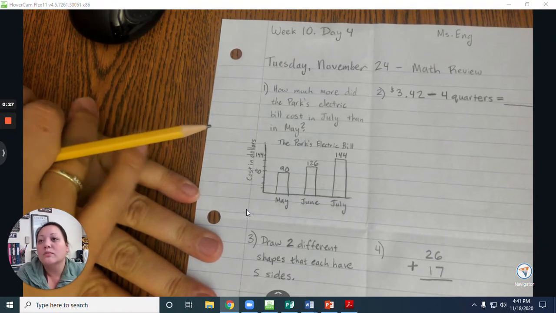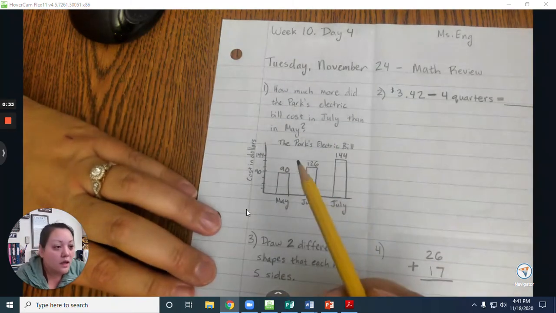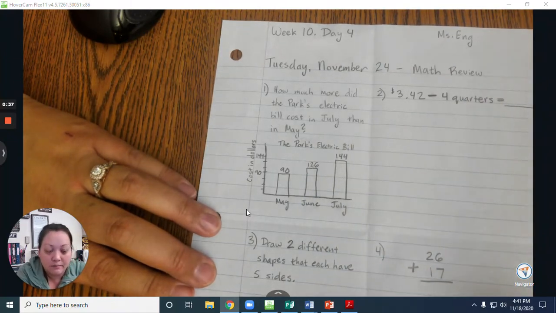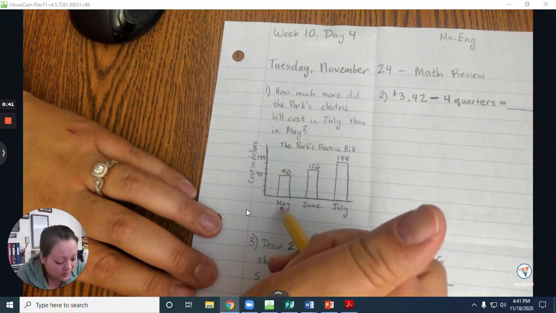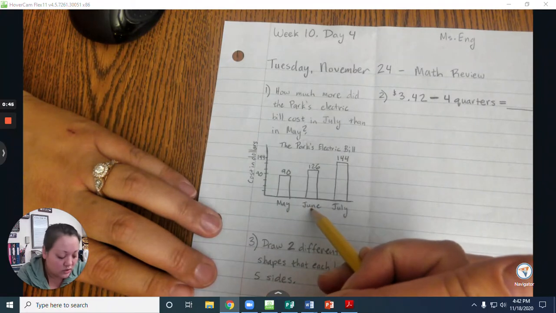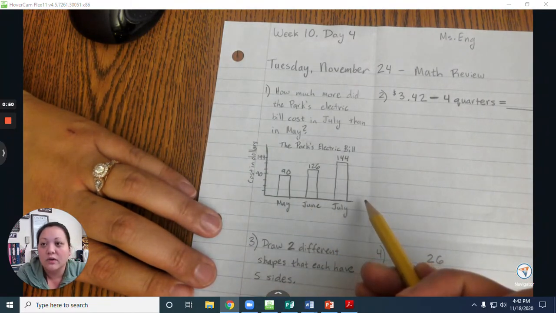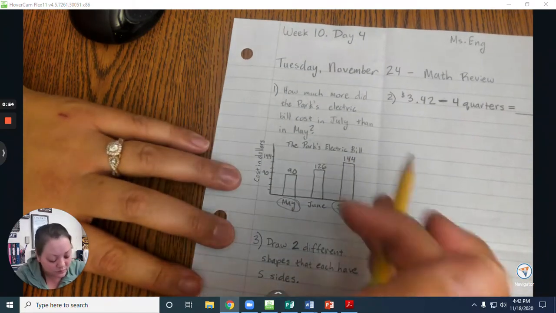Okay, so how much more did the park's electric bill cost in July than in May? You had to read the page, so hopefully you were able to see it. In May, it cost $90. And then in June it cost $126, and then in July it was $144. So we are looking at the May and July bills.